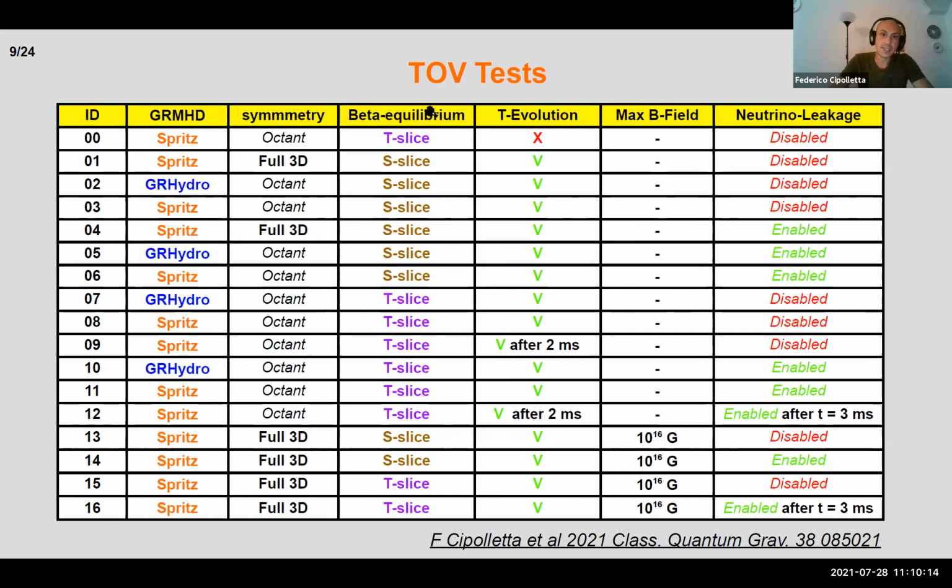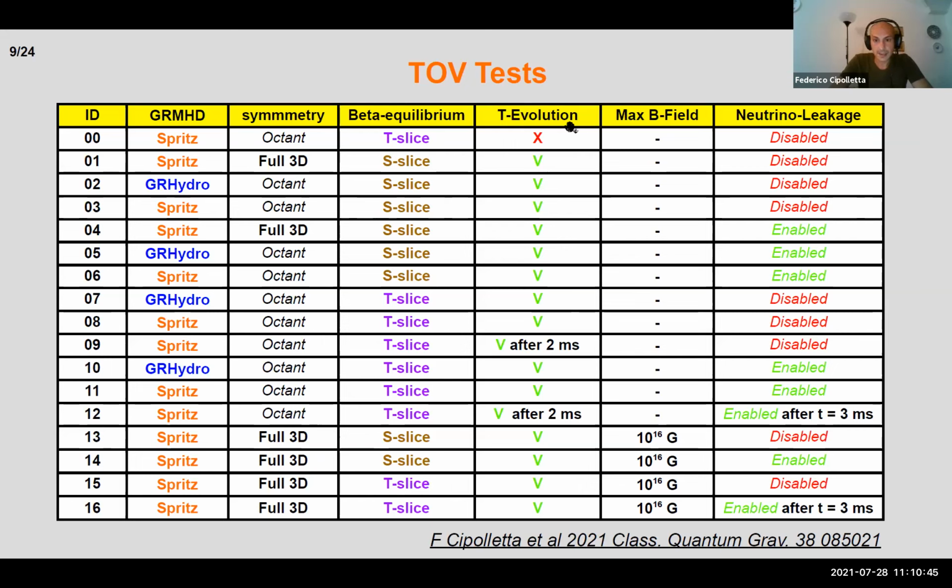And we considered some simulations in octant symmetry, some simulations in full 3D. In particular, the magnetized simulations were all in full 3D, because the staggered vector potential formulation was not supported for octant symmetry. We consider different conditions for the beta equilibrium.